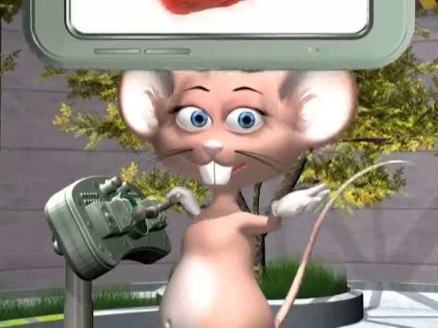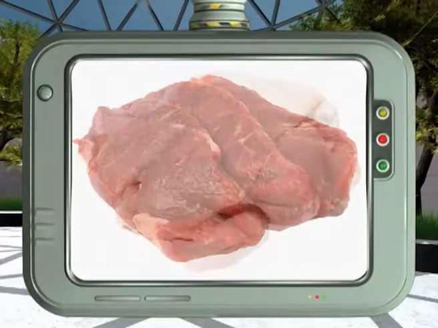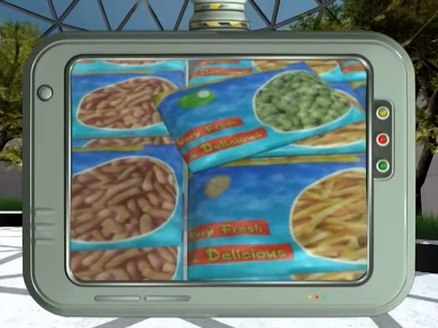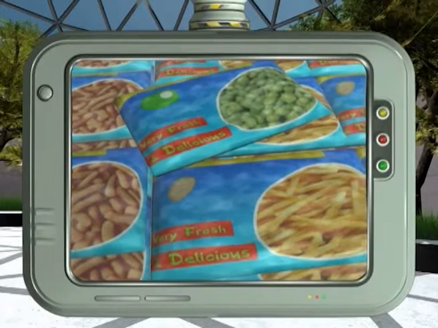Now for my green tip of the day. Buy fresh foods instead of frozen. Frozen food uses 10 times more energy to produce.